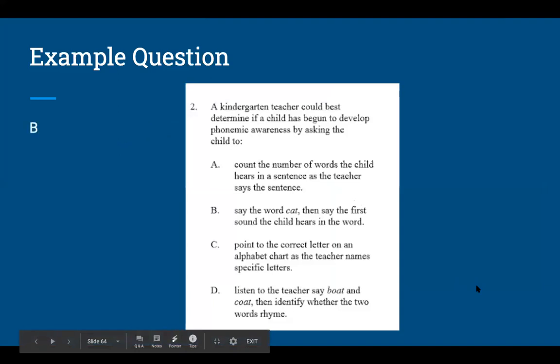All right, so the correct answer was B. Right away, we got rid of C and D, and then you can get rid of A because counting the number of words is not directly related to phonemic awareness. If it said something about sounds or phonemes in a specific word, maybe so, but again, counting the number of words the child hears in a sentence as the teacher is saying the sentence is not related directly to phonemic awareness because you're not manipulating those individual sounds.